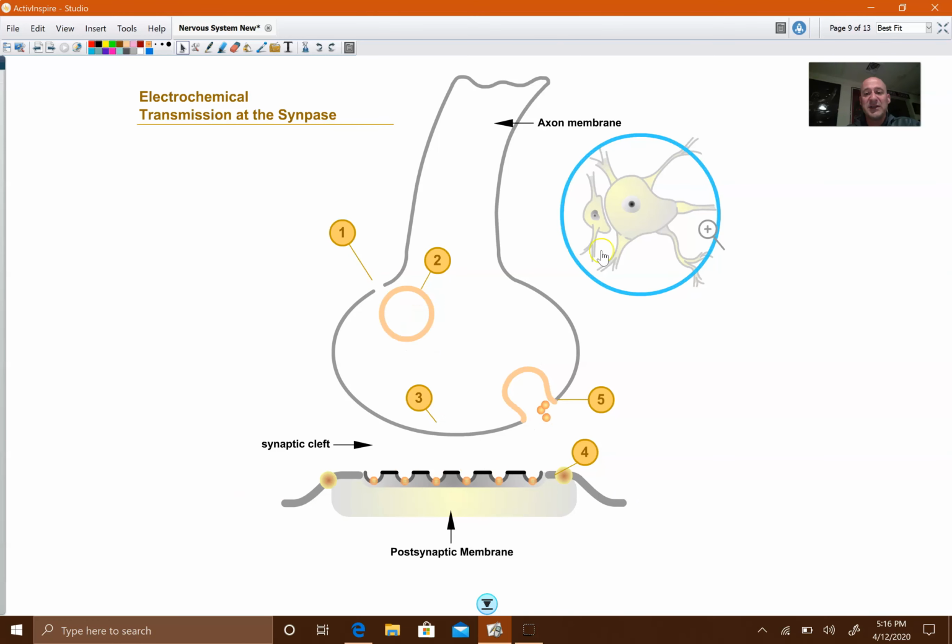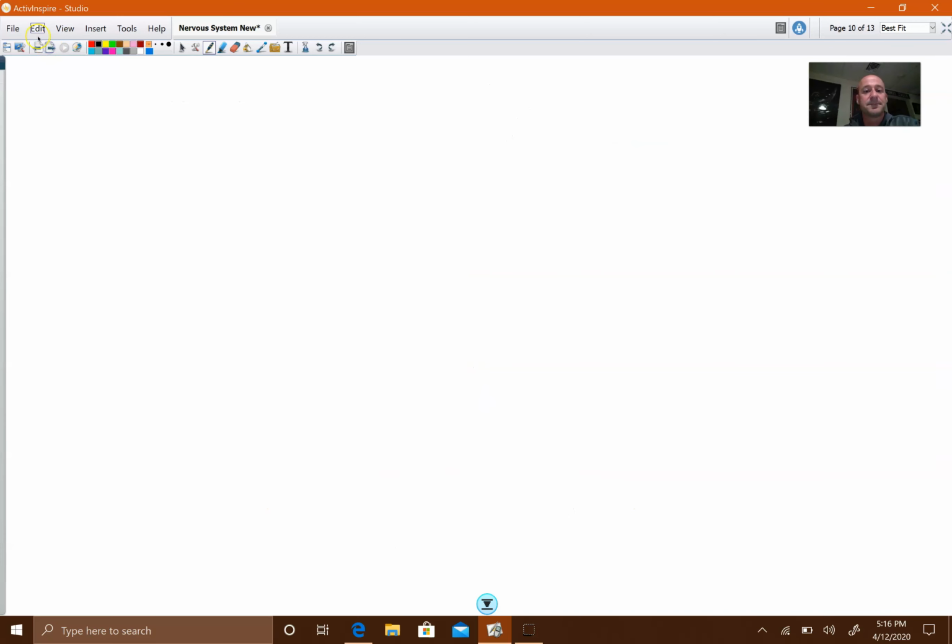One thing that this picture is not showing is the calcium. Calcium usually comes in somewhere over here. I don't know if I can draw that on this. Doesn't look like it. But somewhere around number 1 is where you're going to have calcium that's going to push those vesicles down into the end of the synapse over here at number 3, the terminal bud.